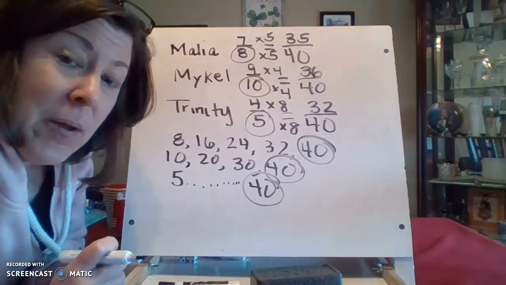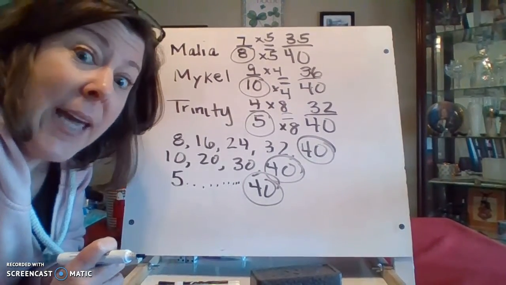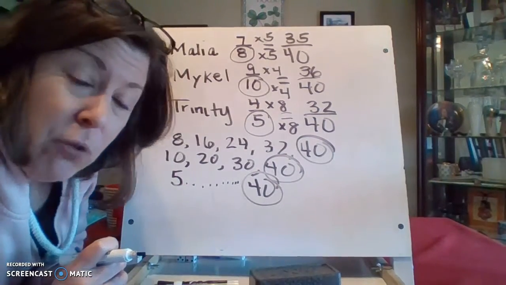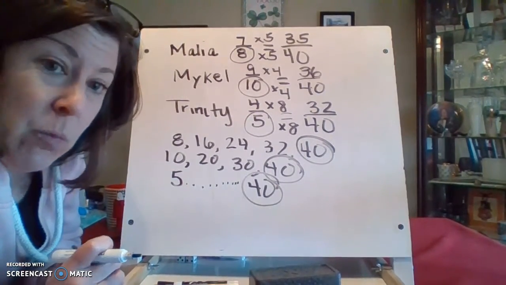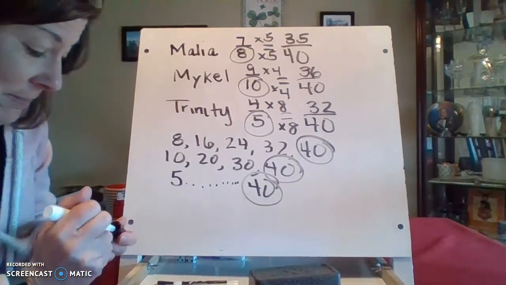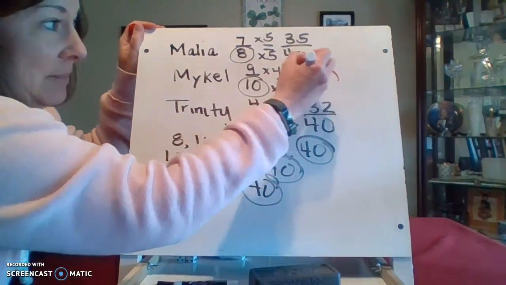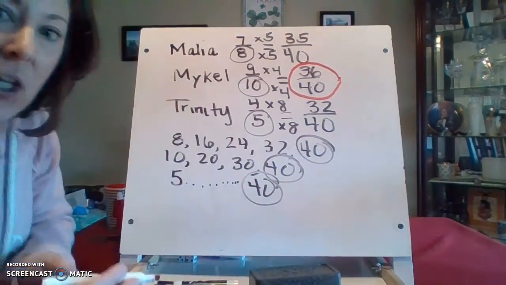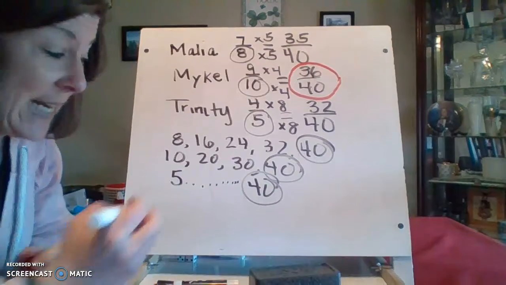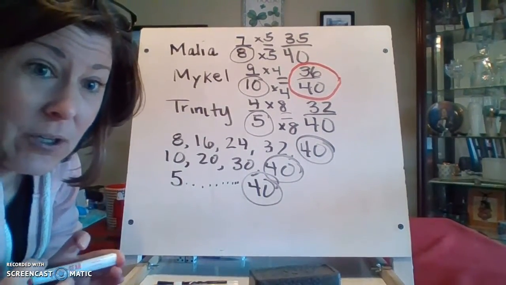Now Malia's is rewritten as 35/40ths, Michael's as 36/40ths, and Trinity's as 32/40ths. The question was, who ate the most of their bag of cookies? 36/40ths is the largest fraction, so that leaves Michael eating the most of her cookies.